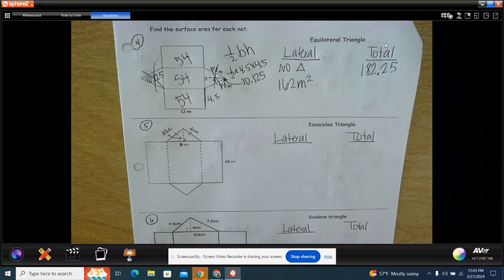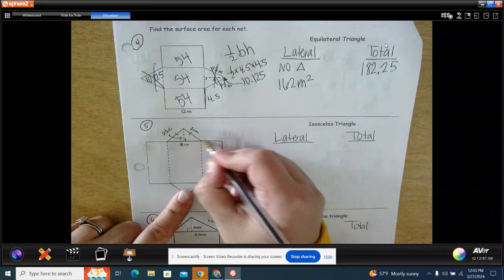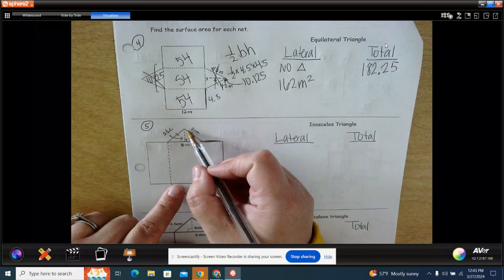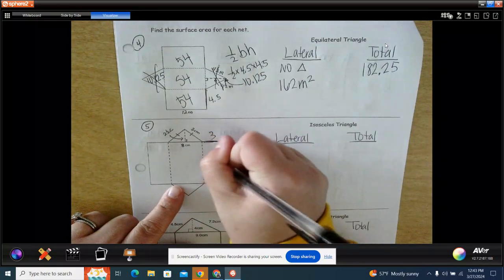All right, so again, find the total. I have a side of 12. I need to look for the other side. So again, we're not making up numbers. We're using what we're given. So these two sides look the same. So it's going to be 3, which is 36.